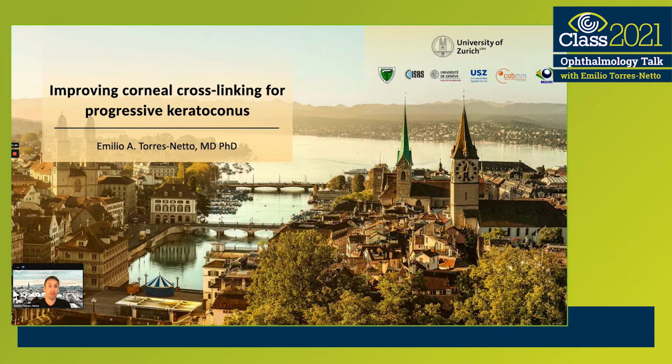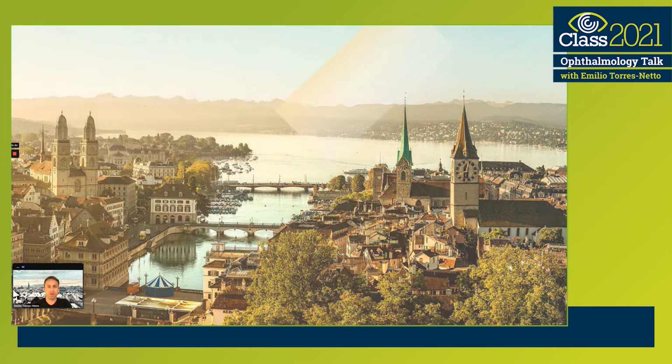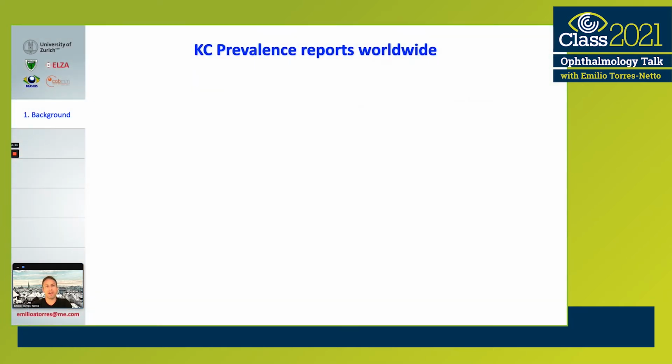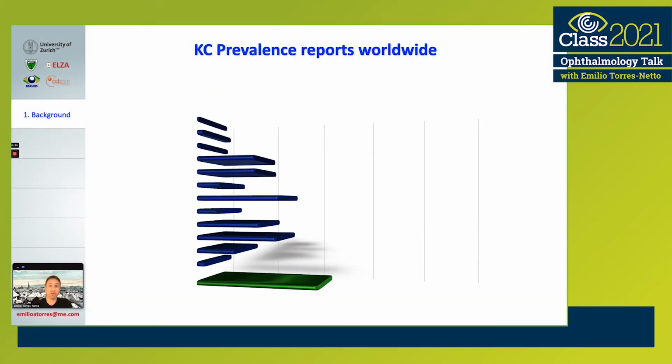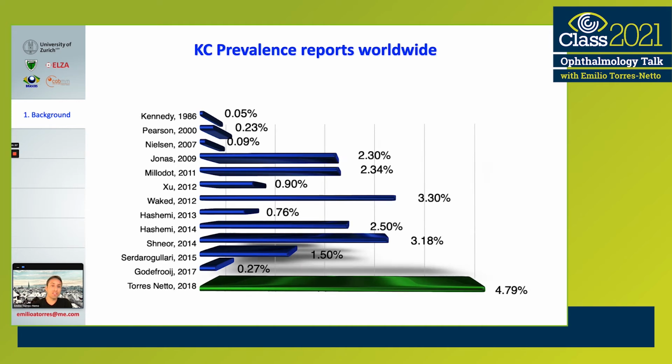Hello, my name is Emilio Torres, and we are going to speak about how to improve corneal cross-linking for progressive forms of keratoconus. So the first thing to have in mind is how prevalent keratoconus is. This is a chart, an image that shows all the prevalence studies that were published so far.